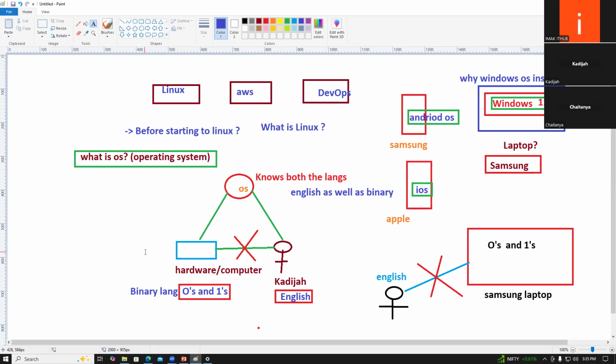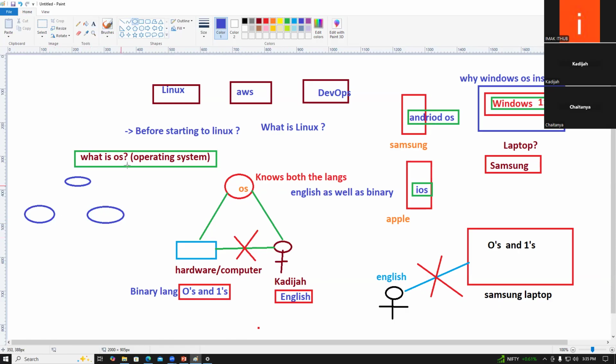So we cannot interact with the hardware directly because you know only English language and hardware knows only binary language. So what do we need? For example, we need a mediator.